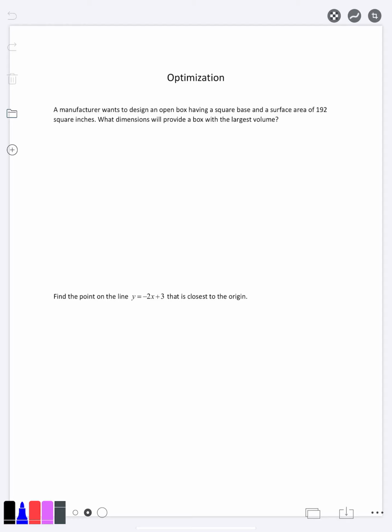In this video, we are going to cover the second of the word problem sections in Calculus 1. This section is called Optimization, and our job is to be given a word problem and find the optimum solution, the best possible answer to the given problem. This is one of the most practical and useful sections in the whole class.